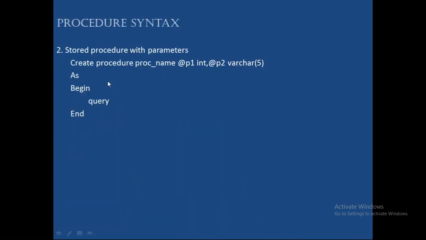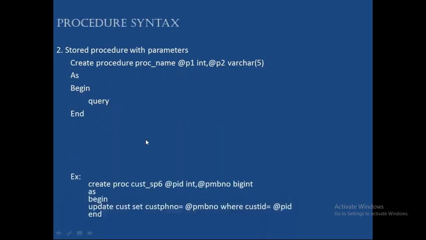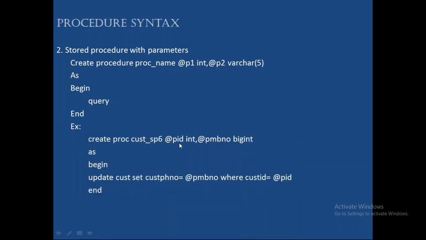Next, stored procedure with parameters: create procedure, procedure name P1, P2 as begin, query, end. So I'm taking 2 parameters here. These 2 parameters I'm using to update the phone number in the table. Update cust set phone number to the new number which is passed. If you don't put any condition, it will update the same phone number for all the customers. Instead, I'm saying please update this mobile number wherever this condition is met: cust ID equal to whatever cust ID is given by your customer.